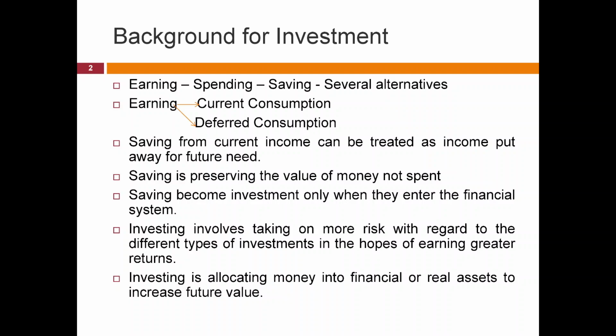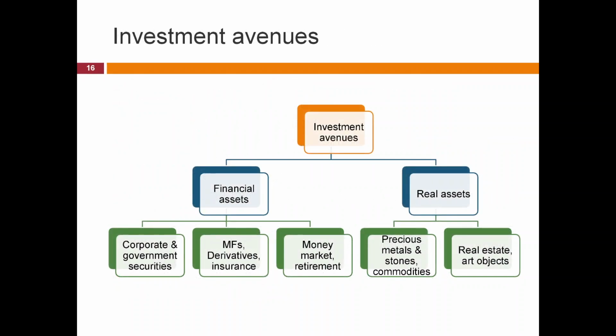Savings become investment only when they enter the financial system. Investing involves taking on more risk with regard to different types of investments in the hope of earning greater return. Investing is allocating money into financial or real assets to increase future value. As mentioned earlier, the different avenues of investment are financial assets and real assets. Financial assets include corporate bonds, government securities, mutual funds, derivatives, insurance, and money market and capital market instruments. Real assets include precious metals, stones, commodities, etc., and real objects such as artifacts.